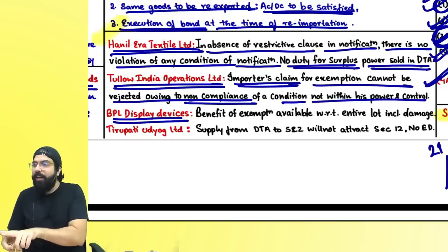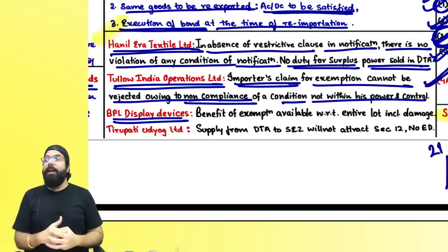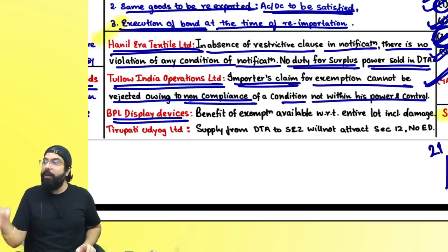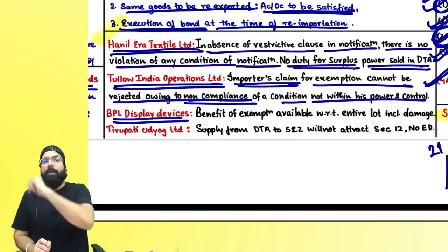Now those broken screens could not be used for the final product and be exported, and hence the department told them, for the entire lot we will not give you the exemption. For the screens which you can't use because they were broken, we will not give you any exemption, and you have to pay the duty.